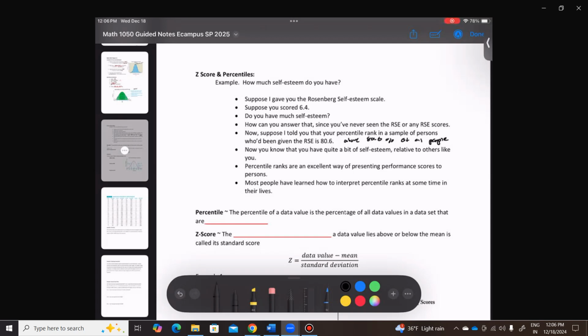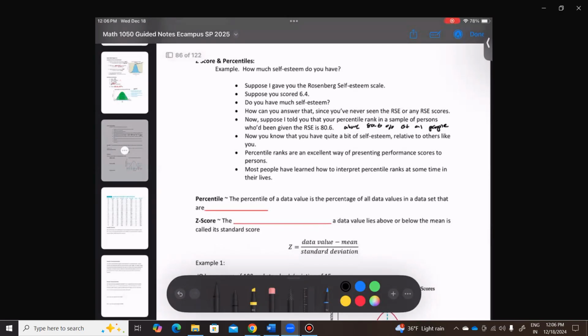Right. So for percentiles, the percentile of a data value is the percentage of all data values in a data set that are less than or equal to it.